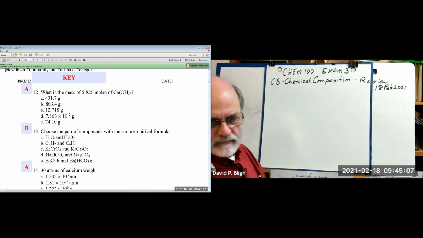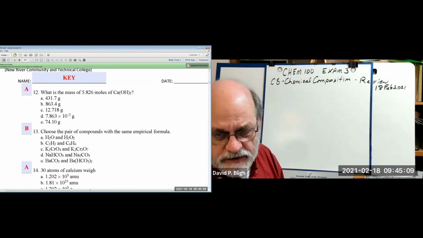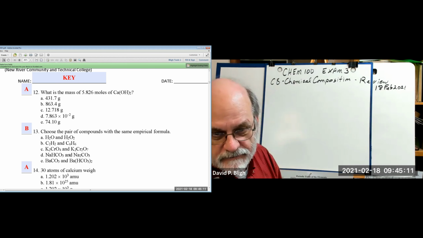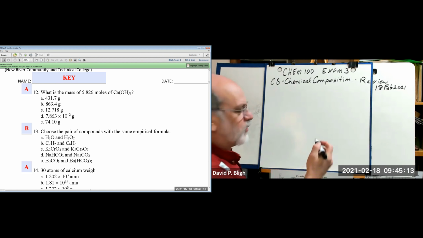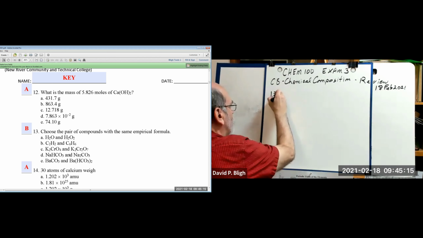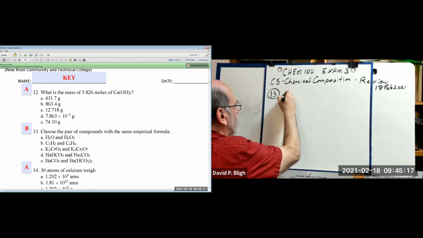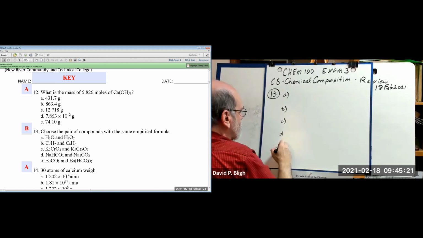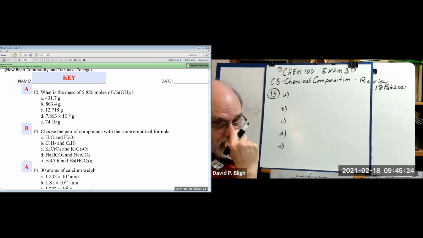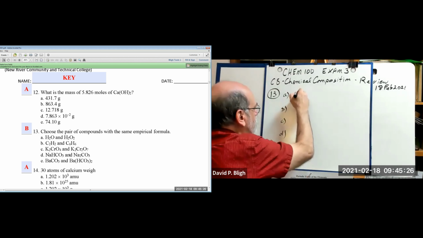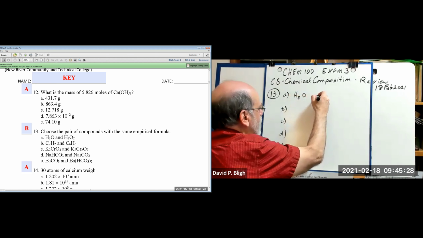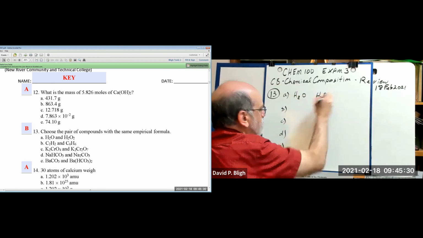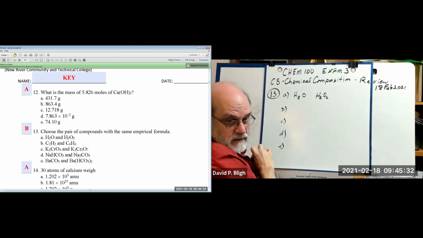13. Choose the pair of compounds with the same empirical formula. Oh, okay. This is a simple one. A, B, C, D, E. Yep. So we got this one and this one.